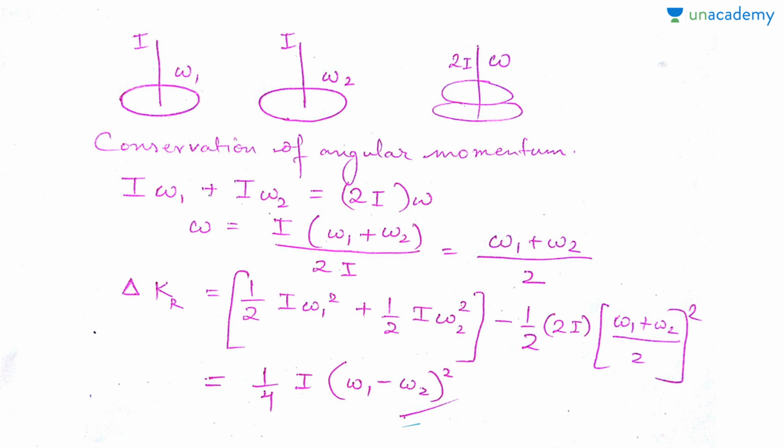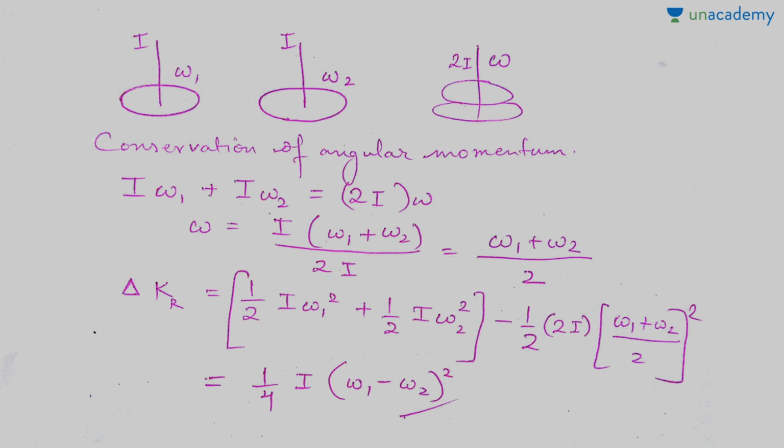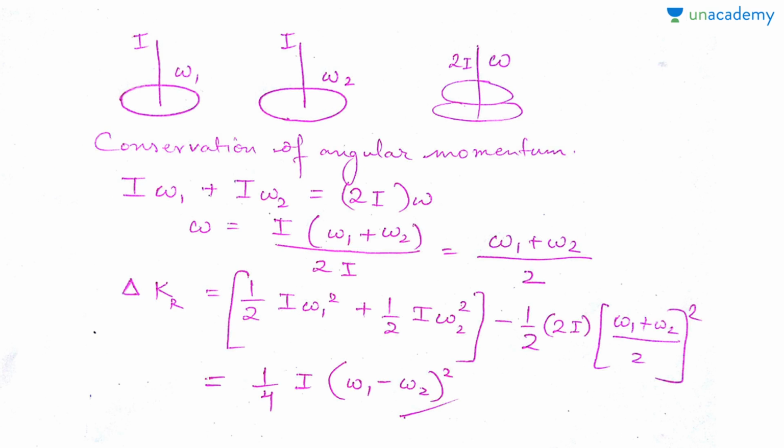What is the formula for rotational kinetic energy? Half I omega square. For this disk it will become half I omega 1 square, for this one half I omega 2 square, and for the combined system half 2I, and omega net we have calculated, that is omega 1 plus omega 2 whole square upon 4. Upon solving this, we get 1 upon 4 I omega 1 minus omega 2 whole square. That is the first option.